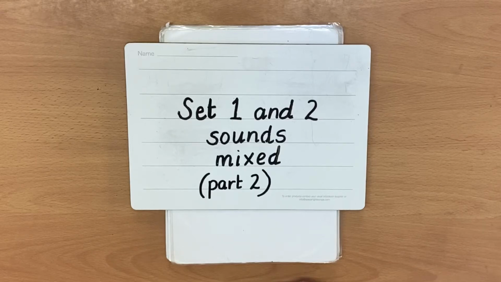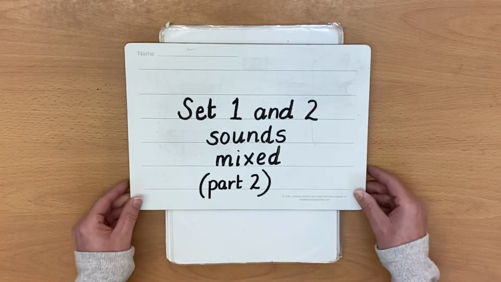Acorn class. I've got a mixture of set 1 and 2 sounds again today. They're all mixed up. So this is part 2. If you haven't seen part 1, go and check that out first. So they're all mixed up, set 1 and set 2 sounds. I'm going to say them first, and then you'll see them again without the sound for you to practice saying the sounds. So here we go.